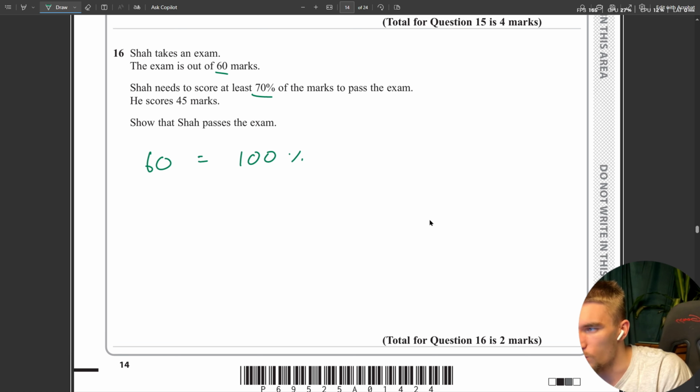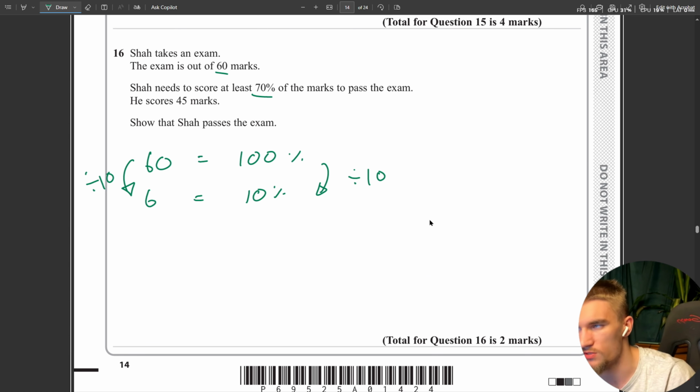So now if he only scored 6 marks, I know that would be 10%. How do I know that? Because how do I go from 100% to 10%? I have to divide by 10. So same thing with the marks. I have to divide by 10, right? And if I do 6 times 10, I get 60. And if I do 10 times 10, I get 100. So 6 must be 10%. It's just proportions, you see?